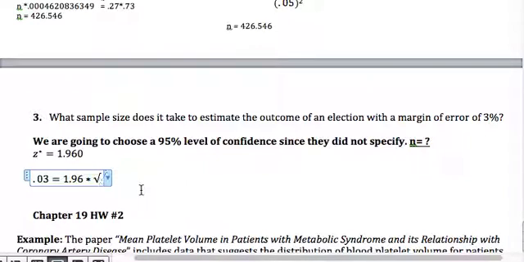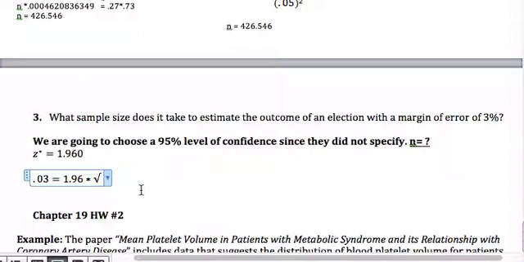P and Q, do we have any information? This is just some random election that we're trying to estimate. What do you guys think? We've got to make some kind of guess at what P and Q would be. This is just a random election. How can we guess anything?